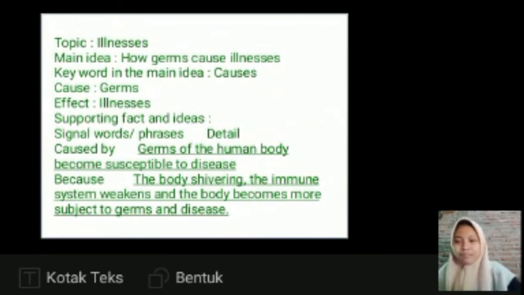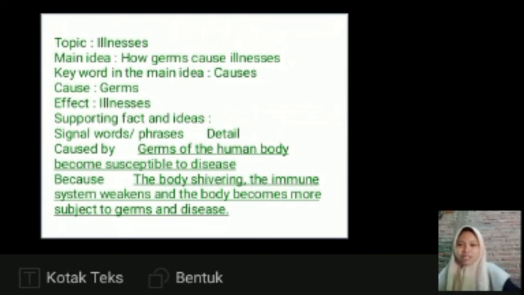The topic in the paragraph is illness. The main idea is how germs cause illness. The keyword in the main idea is causes. The cause is germs. The effect is illness.